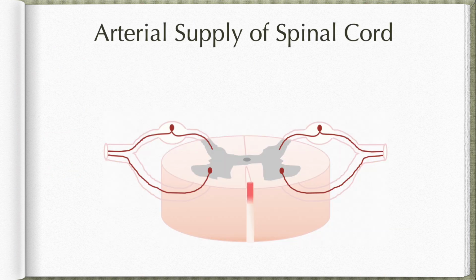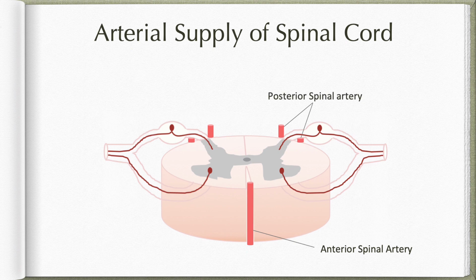Now here in a section, you are seeing the anterior spinal artery along the anterior median fissure. We are seeing the posterior spinal arteries, which may form a single longitudinal channel, but more often they form two longitudinal channels on both sides, one in front of the dorsal root and one behind the dorsal root.